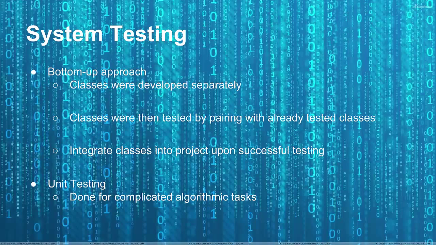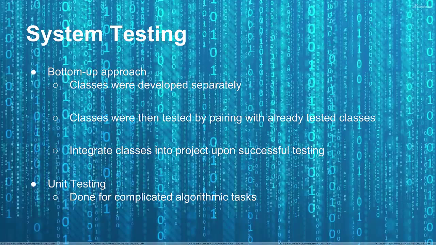Let's move on to system testing. For the testing, we use the bottom-up approach. This means that our classes were developed separately, away from the rest of the system. We then integrated the classes by pairing each of the classes with the already tested classes. Of course, if they failed, then we would go back. If they succeeded, then we would successfully integrate this into our project.